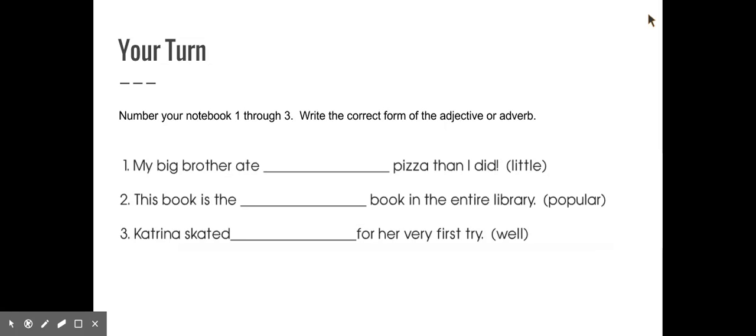Number 2, this book is the blank book in the entire library, and you're using popular. And number 3, Katrina skated blank for her very first try. And well is the word that you're using for this one. All right, bring your list of 3 correct forms with you to class.